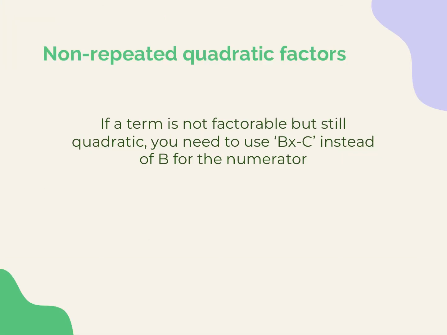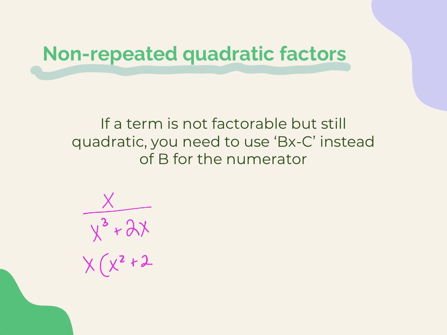Okay, the last part of this is what happens if it is a non-repeated quadratic factor. So in this case, you would not have the repeated factor, different from the one before it, but you will see that your denominator will not factor further than an x squared. So if I had something that was x over, let's say it was x to the 3rd plus 2x. When I take out an x here, I only get x squared plus 2, and I can't factor this any further. So this is the case we're talking about. It's quadratic and not factorable.